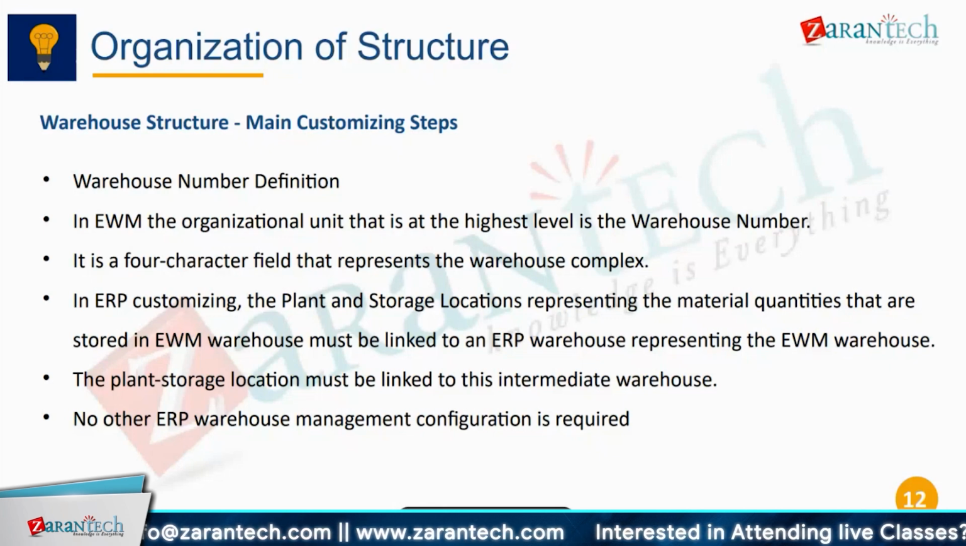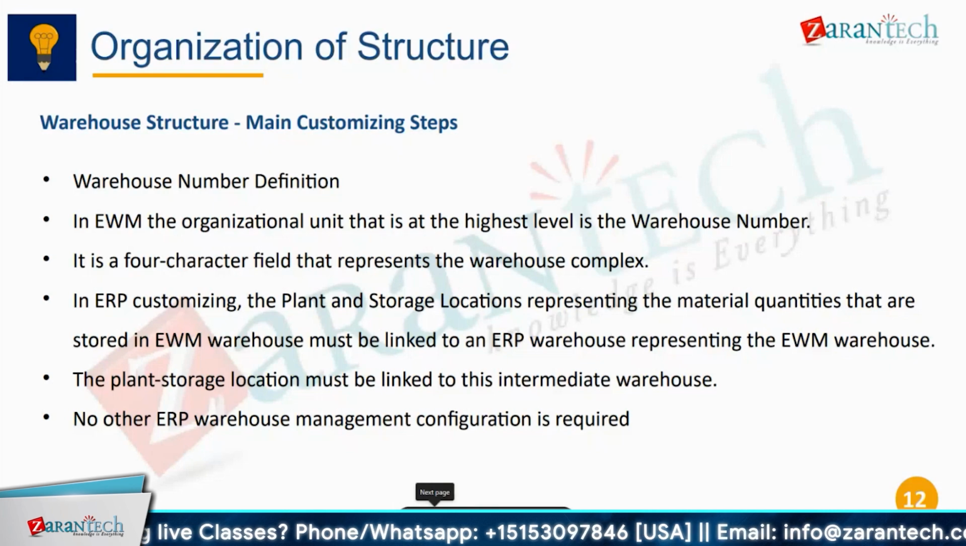The warehouse number on the EWM side, we know it's a 4-character number, or in fact alphanumeric. It could be alphanumeric, so there are 4 characters for it. You can either use an alphabet or a number to define a warehouse number. But on the ERP side, it is 3 characters. Then moving to the other components.